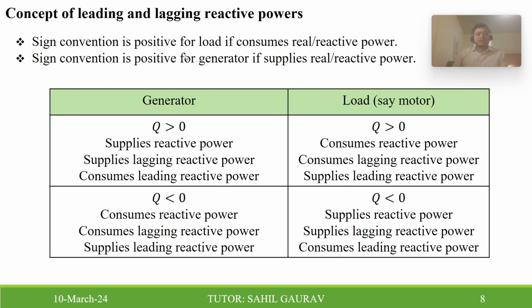Like for load, the basic nature is that it should consume. So that's why if it is positive, that means it consumes real or reactive power, and for a generator, that means it supplies or delivers. So you have to take the positive sign if it supplies real or reactive power. And in a simple way, if in any problem it is simply written reactive power, that means you have to assume it means lagging reactive power, not leading reactive power.